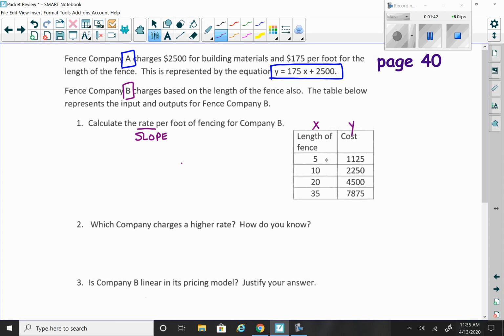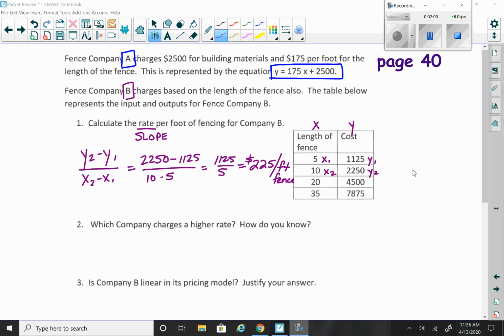So what I'd like you to do right now is go ahead and label these X1, Y1, X2, Y2. Plug the numbers into your slope formula and calculate the slope for this. So go ahead and pause the video, calculate your slope, and come back and check your value with me. So go ahead and pause it.